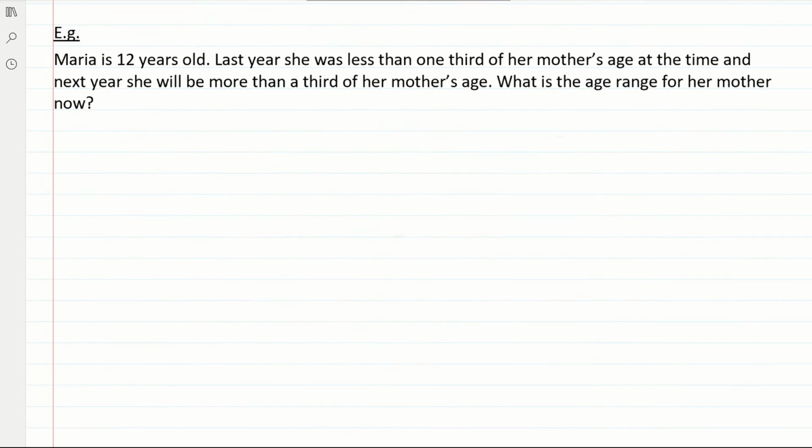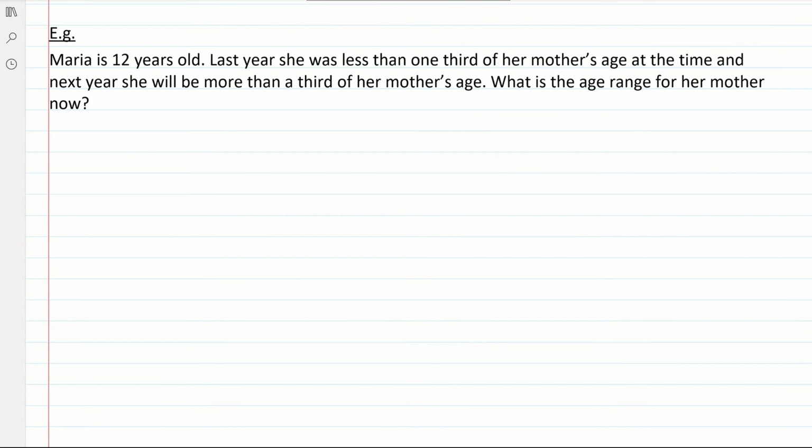Okay, the next one. Maria is 12 years old. Last year she was less than 1/3 of her mother's age at the time, and next year she will be more than 1/3 of her mother's age. What is the age range for her mother now? So this is a slightly tricky question because it has several things. Firstly, it has last year, and then it has next year, or so now and last year at least. So we need to work out what's going on.